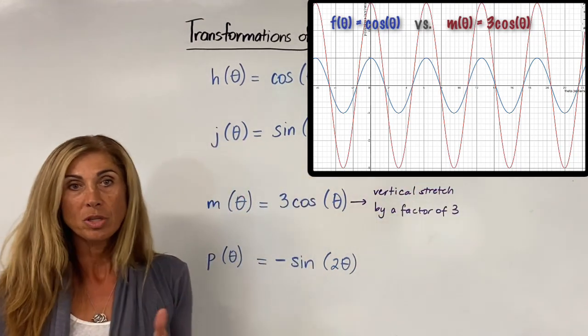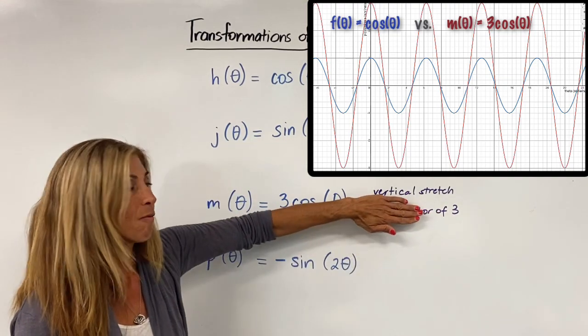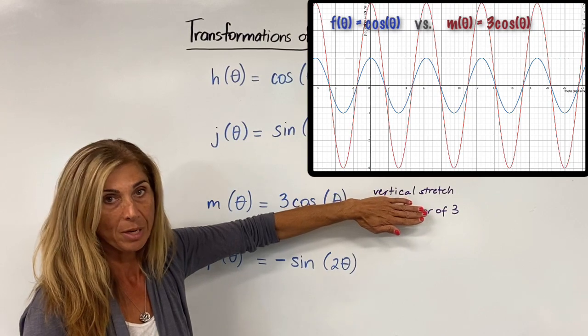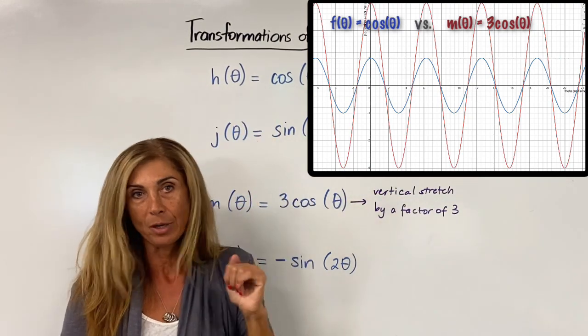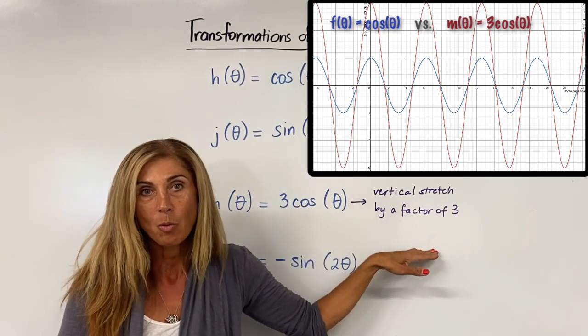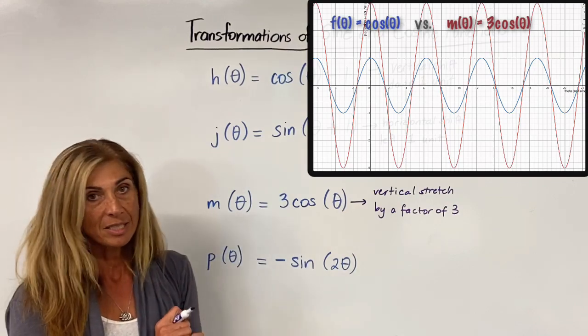It's very important that you state by a factor of 3 and not just vertical stretch of 3 units. Vertical stretch of 3 units would just mean it moved up 3. But when we say by a factor of, we're talking multiplicatively. We've stretched everything, as you can see in the diagram.